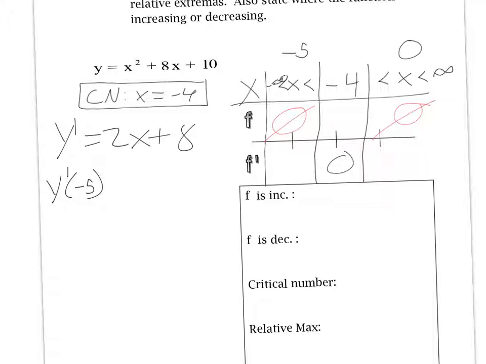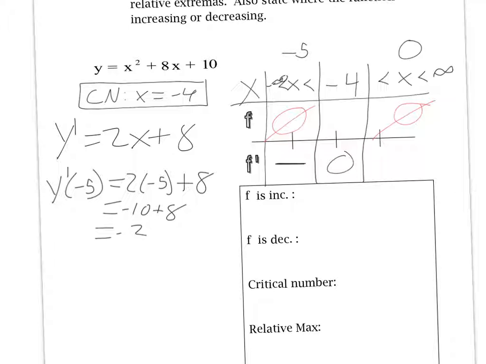So if I plug in negative 5, I get 2 times negative 5 plus 8. That's negative 10 plus 8. That's negative 2. Now, I don't really care about the value. All I care about is whether it's positive or negative. And this is negative. So I'm going to put a big negative sign there.